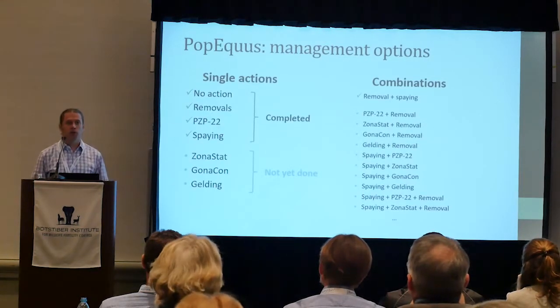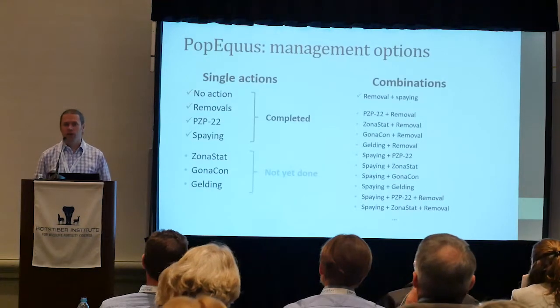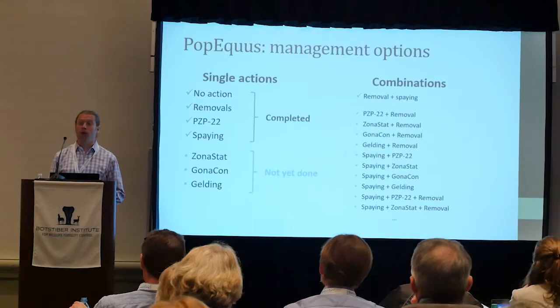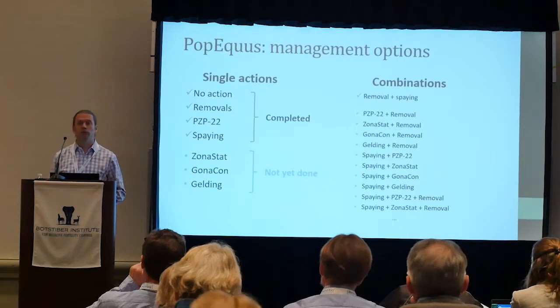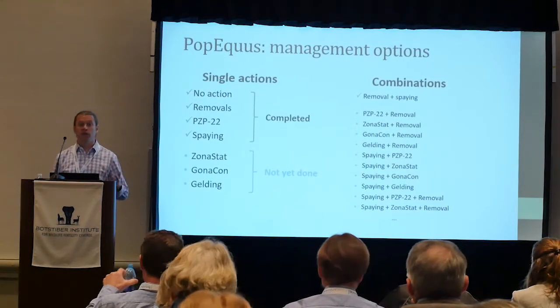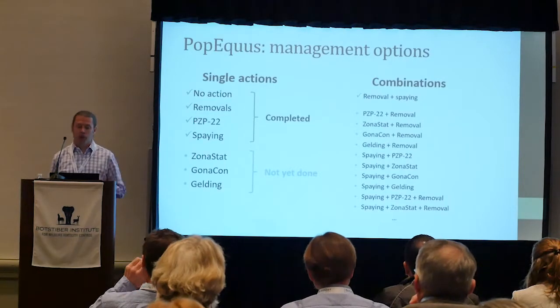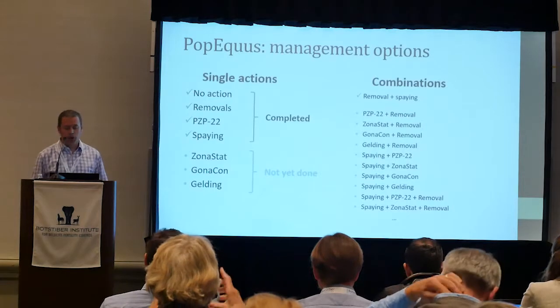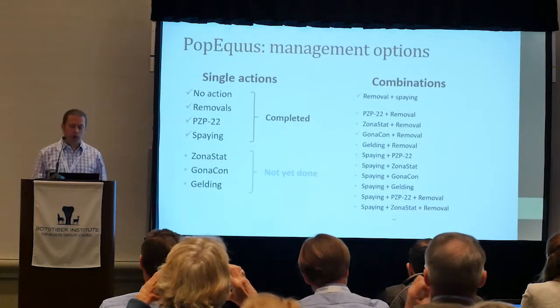Things that we are planning to add are Zonastat, Gonacon, gelding, and then as new things come available, we can add those. So IUDs, Spayvac, we can add these as data become available. And then we're going to do different combinations. Right now, the only one we've implemented is removal and spaying.